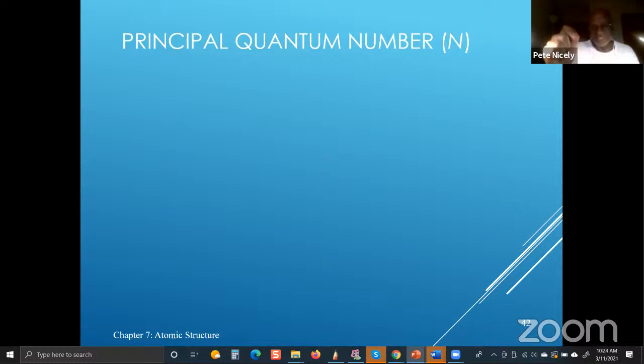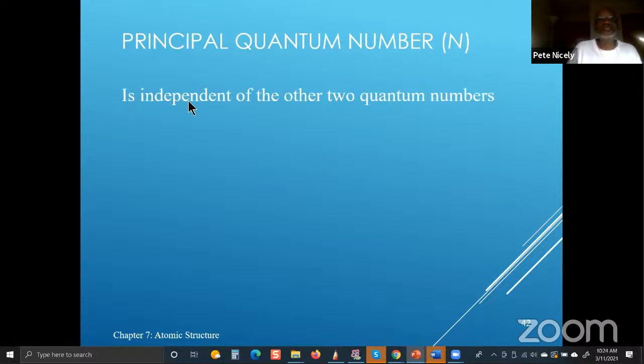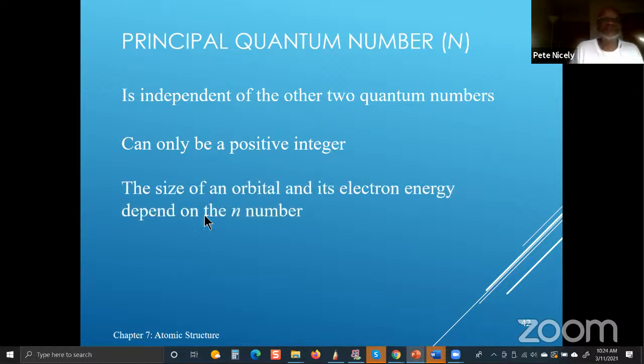So the first quantum number is called the principal quantum number, all right? And it is symbolized by the letter n, and it should be lowercase n here, not uppercase. So please make a note of that, all right? Now, this quantum number is independent of the other two quantum numbers, and it can only be a positive integer starting from 1. So 1, 2, 3, all the way to infinity, all right?